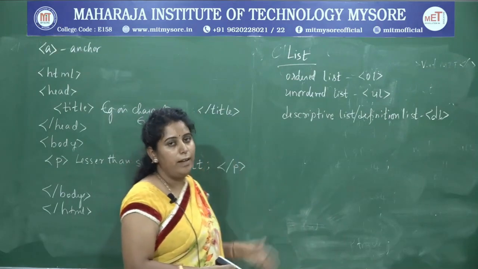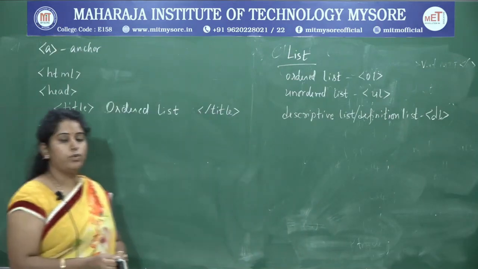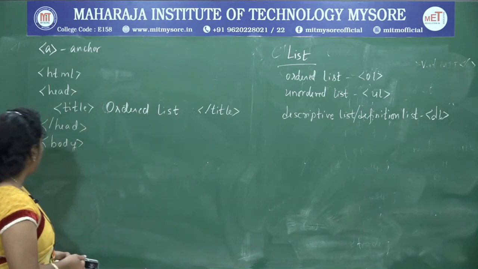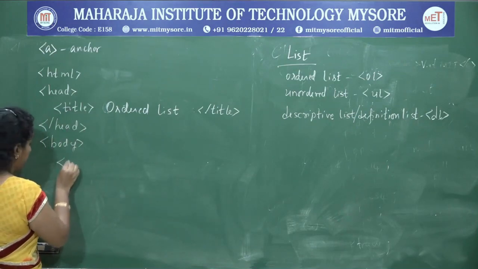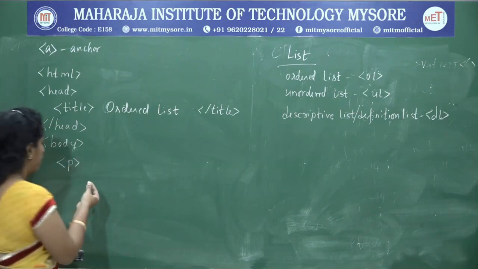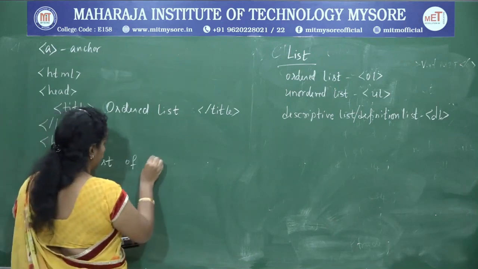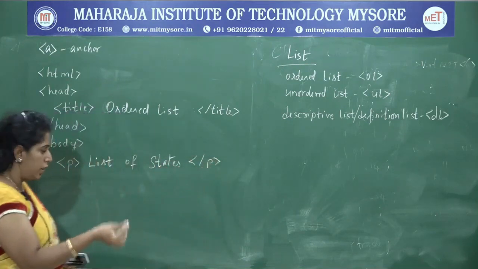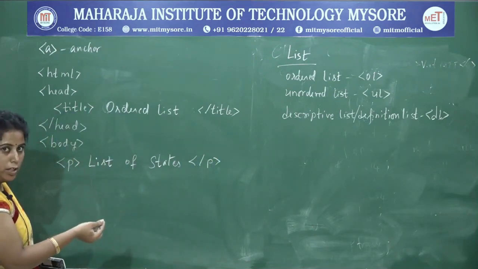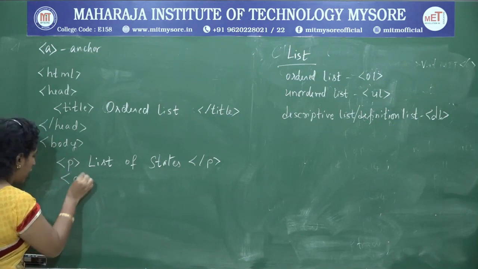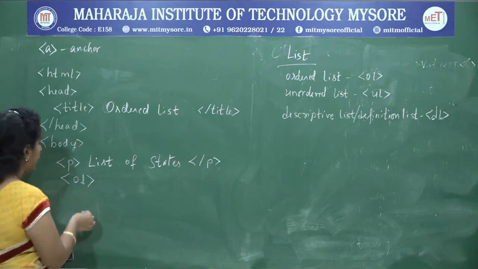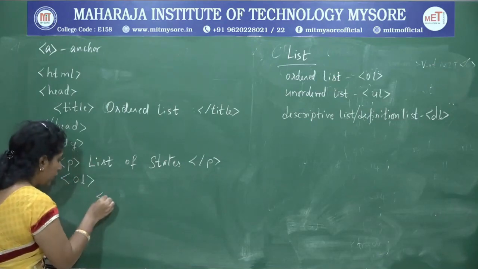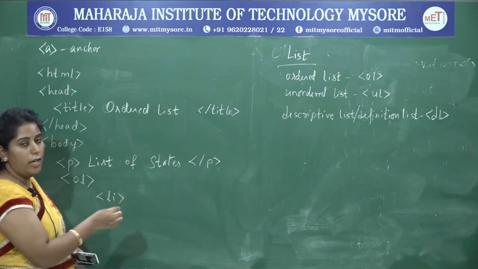So first let us start with an ordered list. I am going to take an example of an ordered list, so the title is named ordered list. Inside the body part, I can give some text message in P: list of states. I am printing the list of states; this is a message I am printing on the screen. I want to implement an ordered list, so use the tag OL. Inside this, you want to list the states, so to list them I have to use a tag called LI.